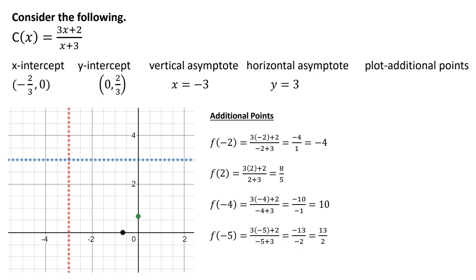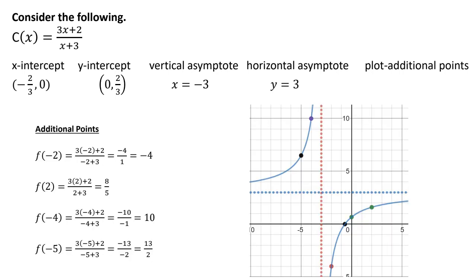And let's pick some points. I'm going to pick some points on the right side and on the left side. So I'm using -2. If I plug in -2, 3 times -2 is -6, plus 2, is -4. And so we end up with -4. If I plug in +2, I end up with 8/5. And then for -4, that's going to give me a 10. And for -5, that gives me 13/2.